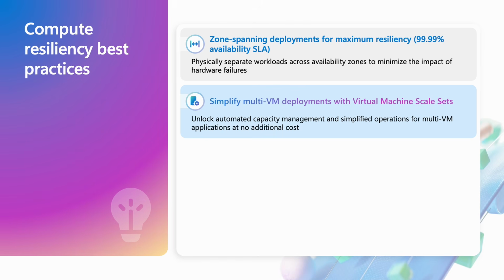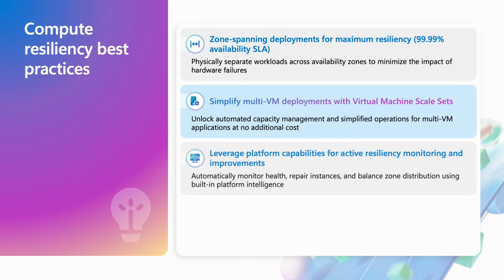Second, for any workloads running more than one virtual machine, consider using virtual machine scale sets to simplify your orchestration. This unlocks automated distribution, capacity management, and batch operations at no additional cost. Third, enable active resiliency capabilities. Use features like application health monitoring, instance repairs, instance mix, and automatic zone balance to monitor, repair, and balance your fleet automatically.